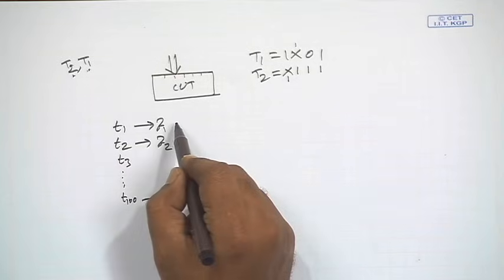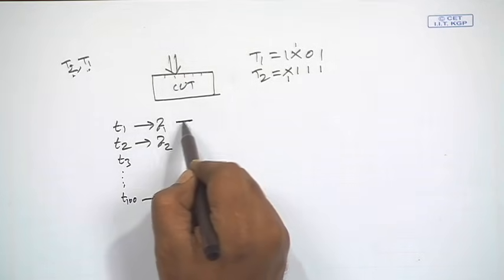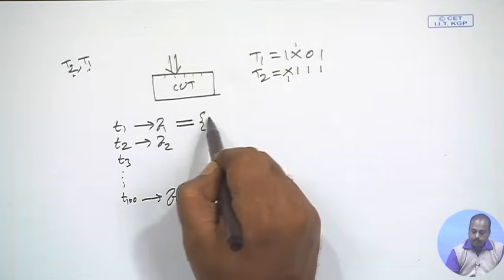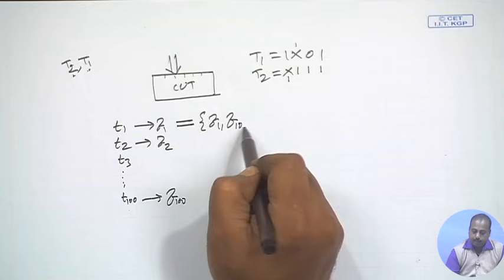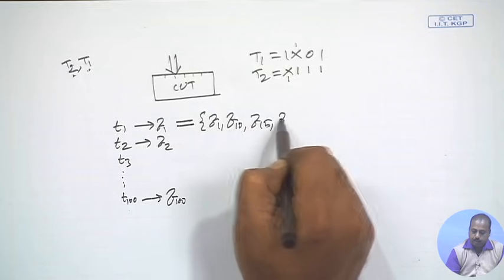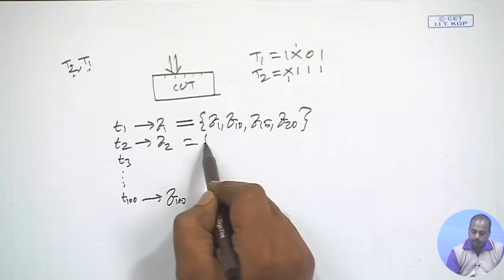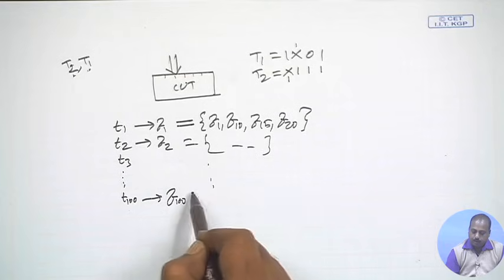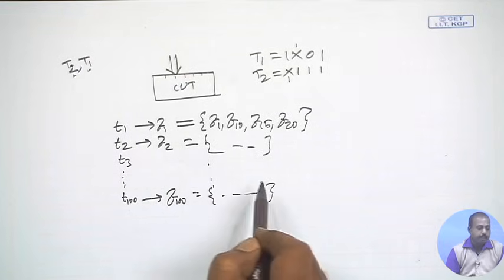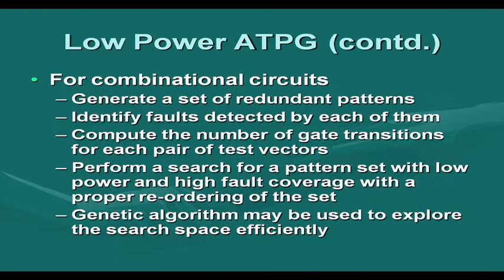Now, after this it passes through a fault simulation stage, and after doing fault simulation we may find that T1 detects a number of faults: F1, F10, F15 and F20, though originally the ATPG tool targeted F1 only. So, for every pattern we see the set of faults that pattern can detect. We identify the faults detected by each of them via fault simulation, and we compute the number of gate transitions for each pair of test vectors.